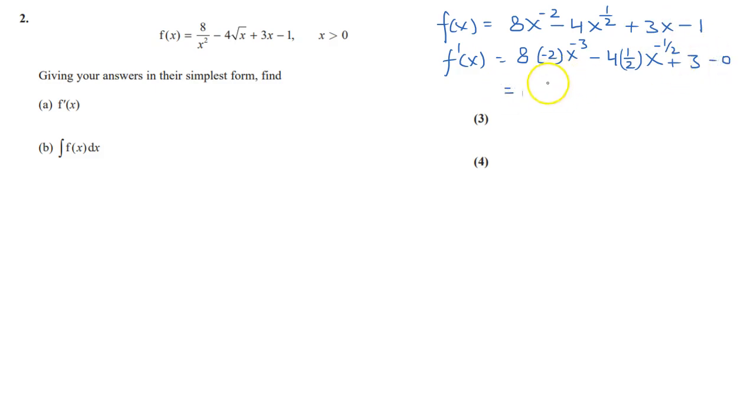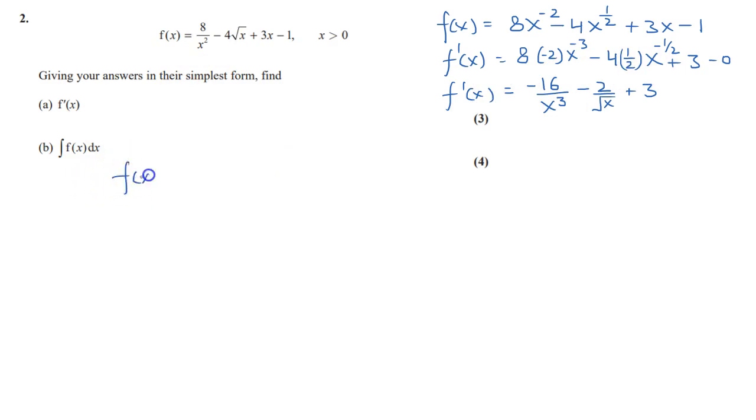So this is equal to minus 16 over x cube, minus 4 by 2 divided by 2 is 2 over root x, plus 3. So this is f dash x, that is a differentiation. Now integration.